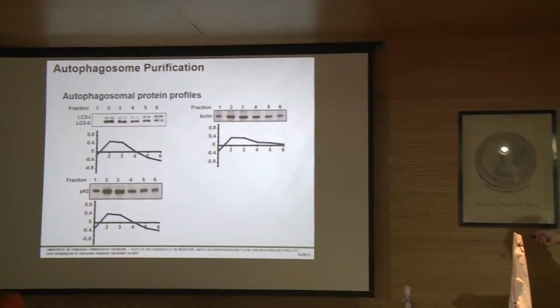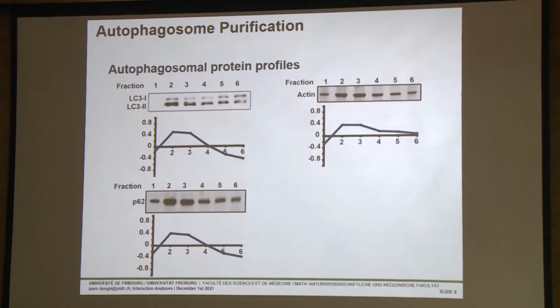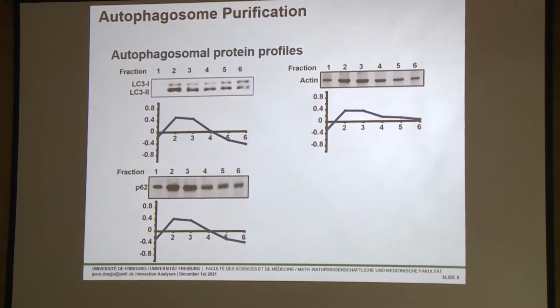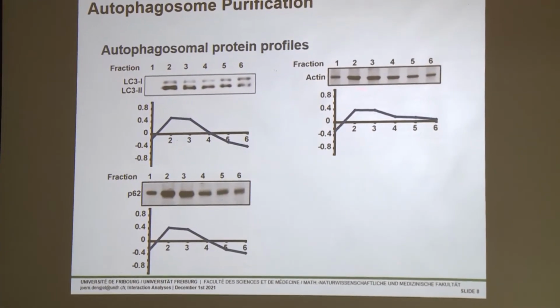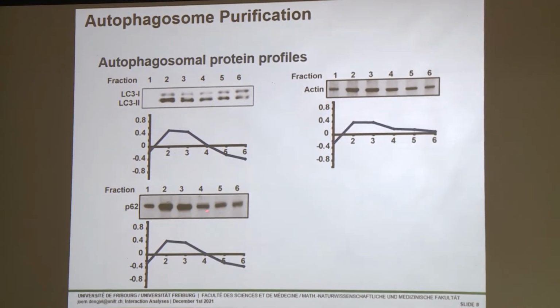So this works super well. Here would be again the example, but there would be another protein, actin, which is also known to be in autophagosomes. You see the mass spec data, this would be the Western blot data, and this would be P62, another autophagosomal protein. So you can see that the mass spec and the Western blot always fit, right? So this works really well.